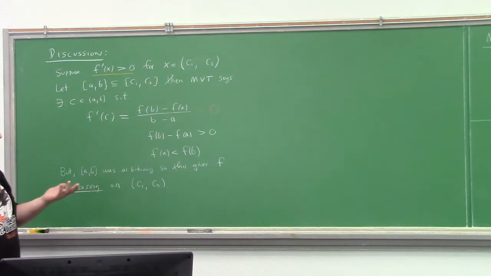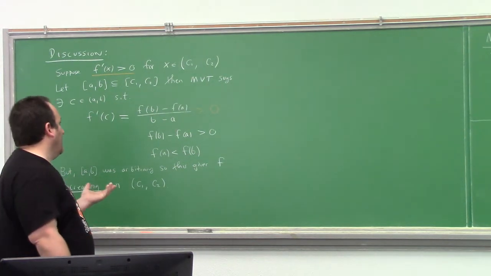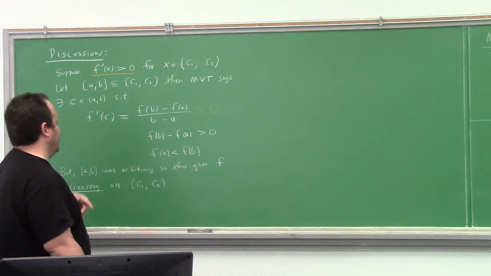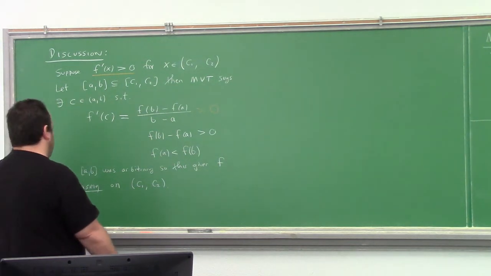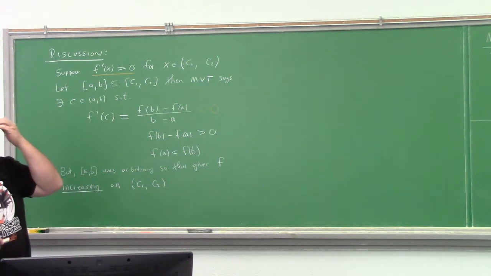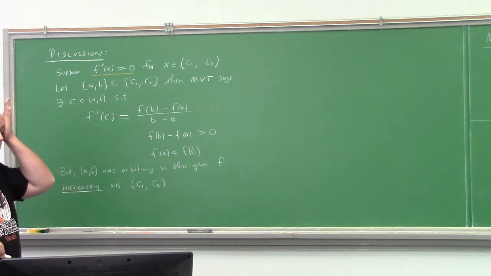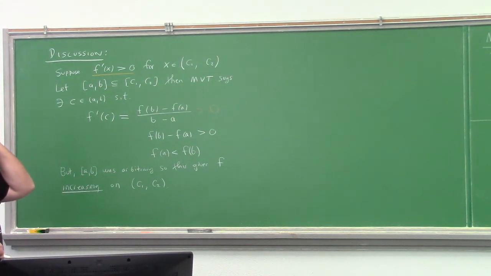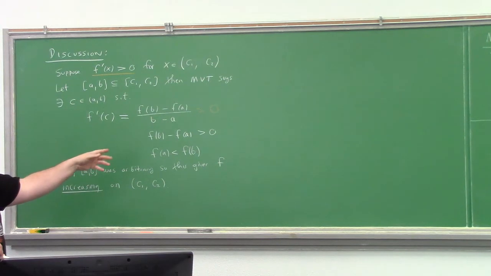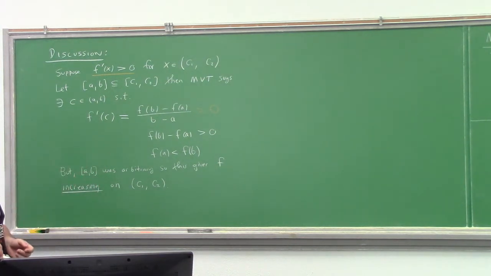So, yes, increasing. I was about to say, couldn't it be constant? In fact, it can't be constant either, can it? If the derivative is positive on the interval, it implies that the function is not just increasing, but strictly increasing. If the function is constant, it's technically increasing. It's kind of an annoying case, but true. All right? So this is really nice. If the derivative is positive, then the function's increasing.